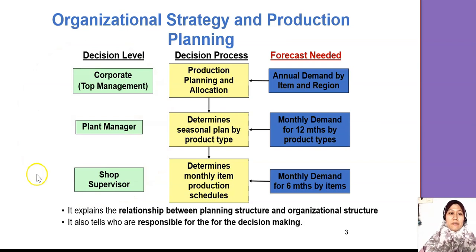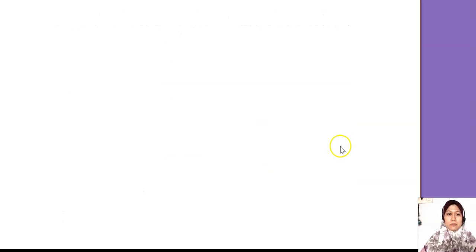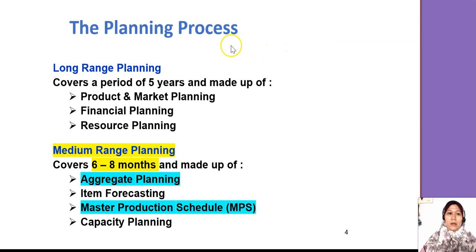These are the levels for decision making. So we are looking at this part. The shop floor supervisor is responsible for making the decision on the production scheduling for 6 months. Usually the top management will do the annual or yearly planning, and the plant manager will do maybe quarterly and so on. So these are the types of planning process.